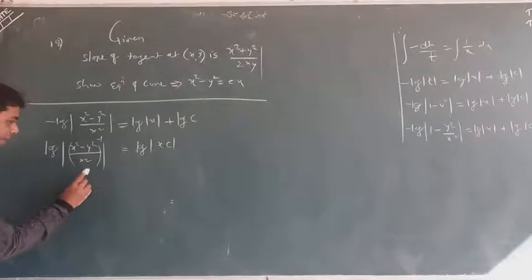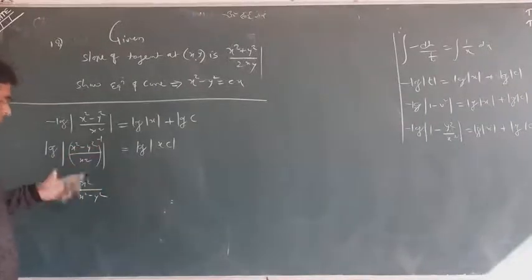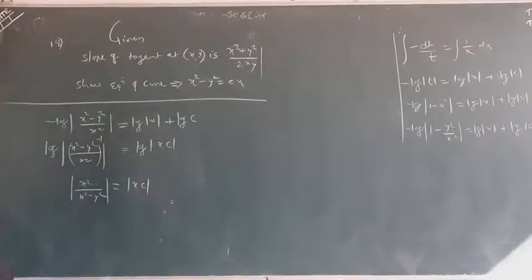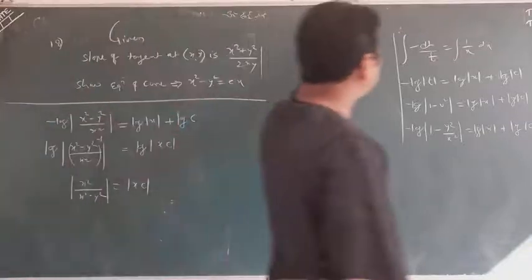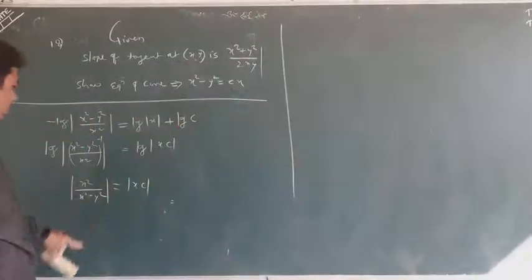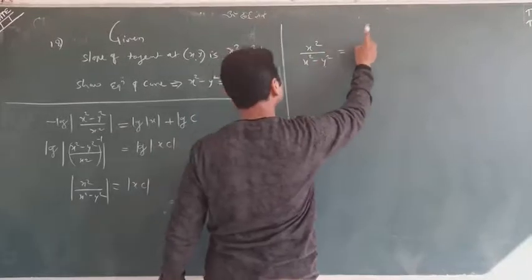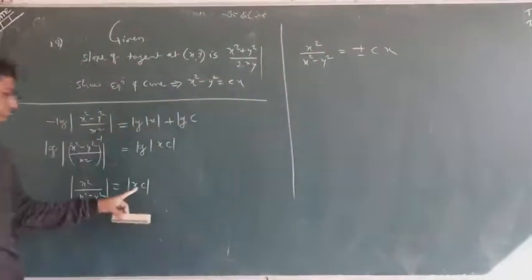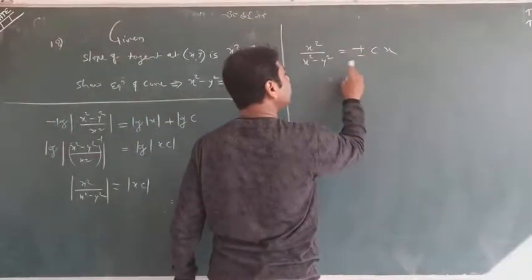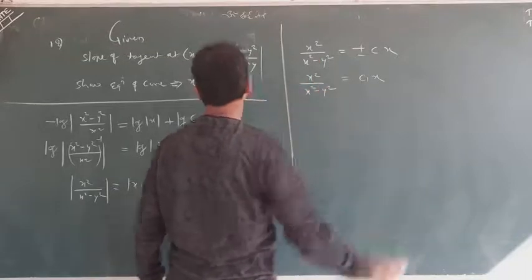So we'll have x square upon x square minus y square, to the power minus 1. I reciprocal it, and this is cx. Both logs I have eliminated. And after that, what can be done? I remove the mod sign, so I would have x square upon x square minus y square equal to plus minus cx. You can understand that plus minus is used there because I removed the mod. Plus minus c can be written as another constant like c1.